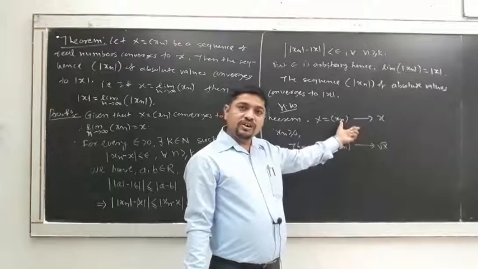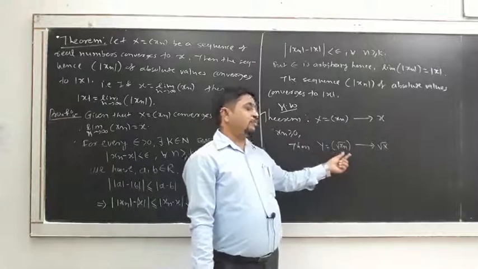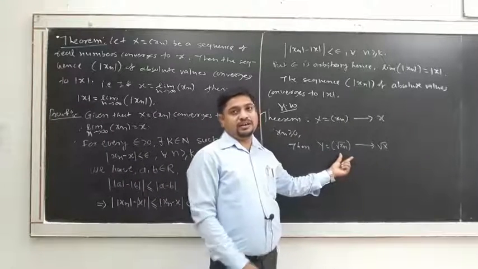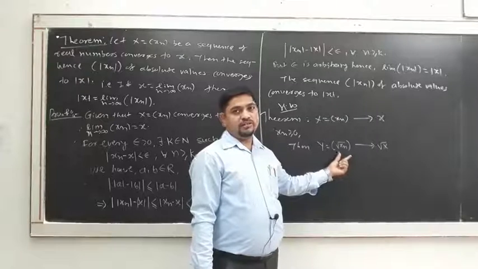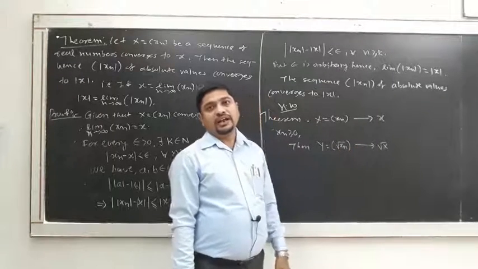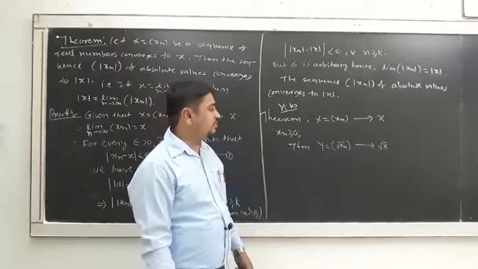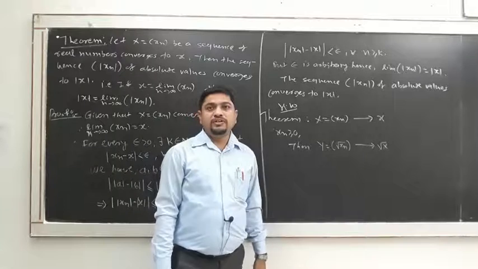Then use this definition and we have to prove the sequence y equal to the square root of xn converges to the root x. So in a similar way you have to prove this. You can prove this easily.